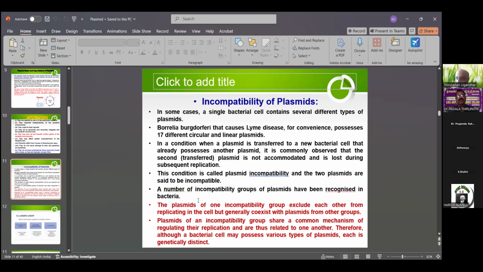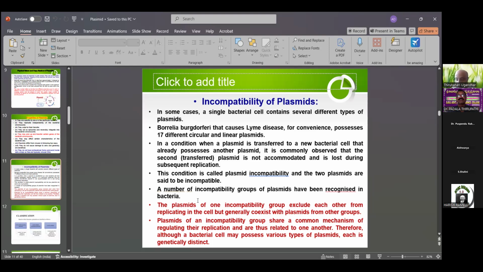The incompatibility quality depends on the plasmids of that bacterial cell. The plasmids of one incompatibility group exclude each other from replicating in the cell, but generally coexist with plasmids from other groups. The plasmids of an incompatibility group share a common mechanism regarding their replication and are thus related to one another. Therefore, a bacterial cell may possess various types of plasmids, each genetically distinct.